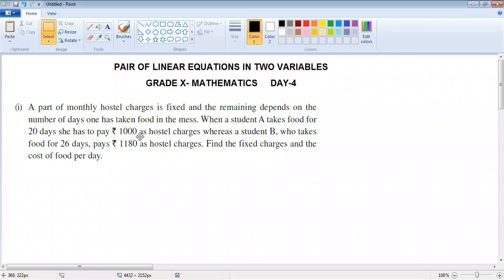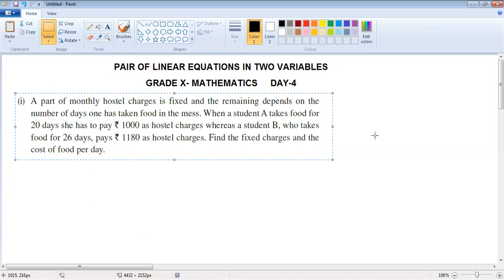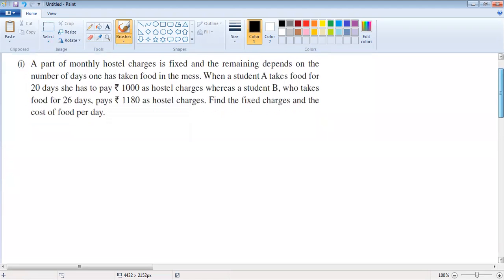A part of the monthly hostel charges is fixed, and the remaining depends upon the number of days one has taken food in the mess. When student A takes food for 20 days, she has to pay 1,000 rupees as hostel charges, whereas student B, who takes food for 26 days, pays 1,180 rupees as hostel charges. Find the fixed charges and the cost per food. Remember, these kinds of questions, sometimes there will be logic, sometimes no logic. But even though, we have to learn the complete question and answer.